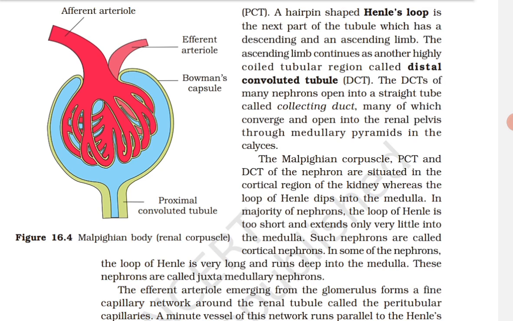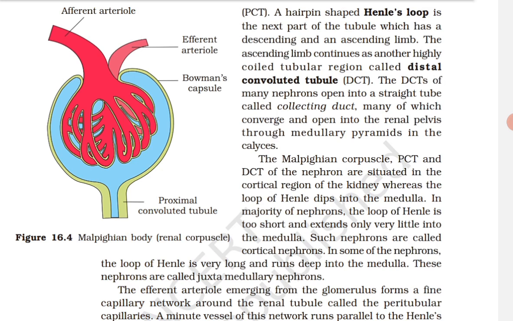Understood? The Malpighian corpuscle, PCT and DCT of the nephron are situated in the cortical rind of the kidney. What all is in the cortical rind? Malpighian corpuscle, PCT and DCT of the nephron are situated in the cortical rind of the kidney, whereas the loop of Henle dips into the medulla.